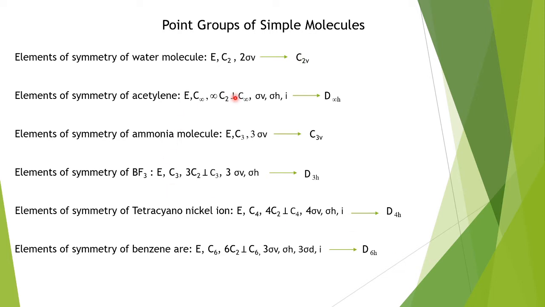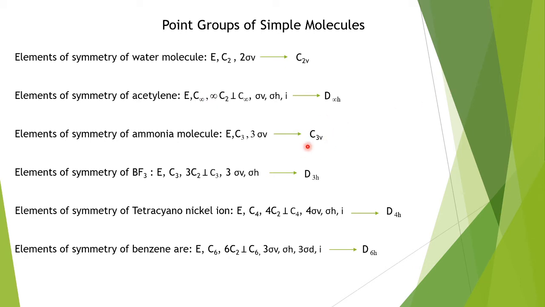As we have already seen, the C2V point group has E, C2, plus 2 sigma V. So a total of 4 symmetry operations, and hence the order of the group is 4. And in D infinity H, there are infinite C2, so the order becomes infinity.